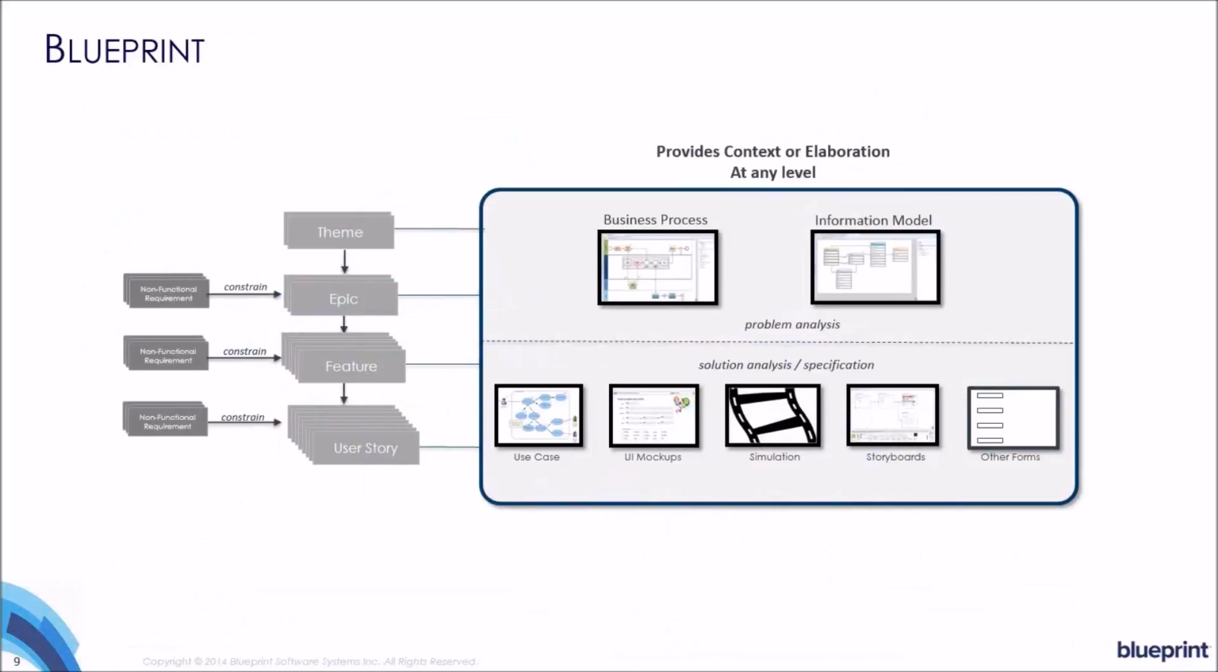For example, at the theme and epic level, you could use business process diagrams or information models to help analyze the problem being solved. For features and user stories, you could use use cases, UI mockups, storyboards, and others to help analyze the solution.